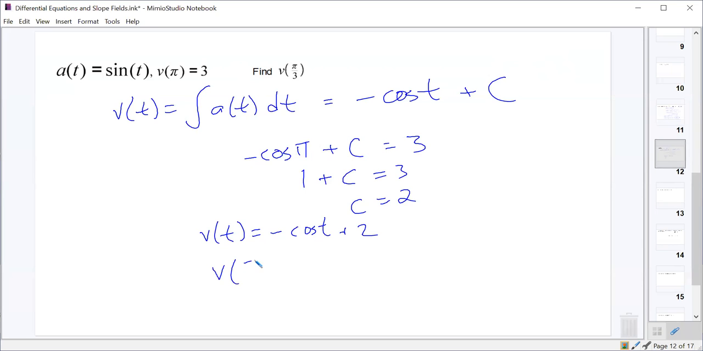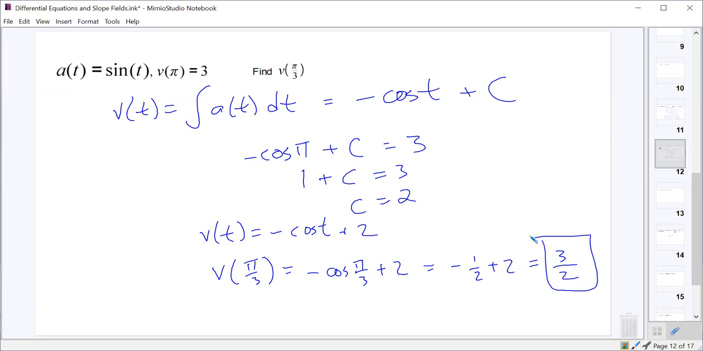Okay. And so when we plug in pi over 3, we get negative cosine pi over 3 plus 2. And what's the cosine of pi over 3? 1 half. So we end up with 3 halves. Everybody good there?